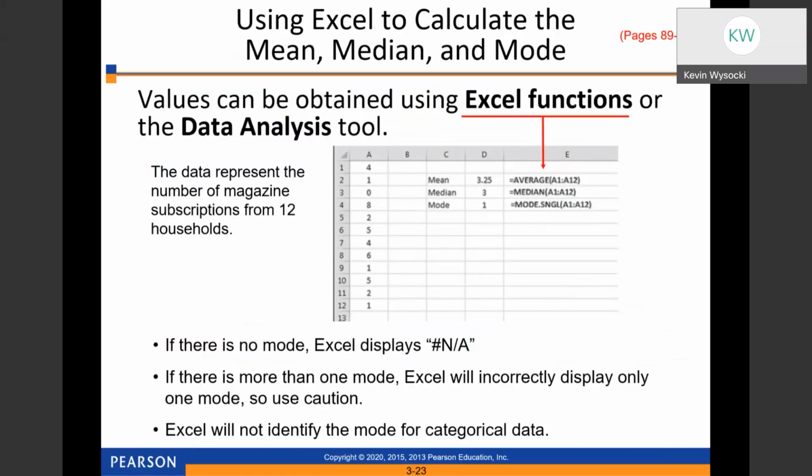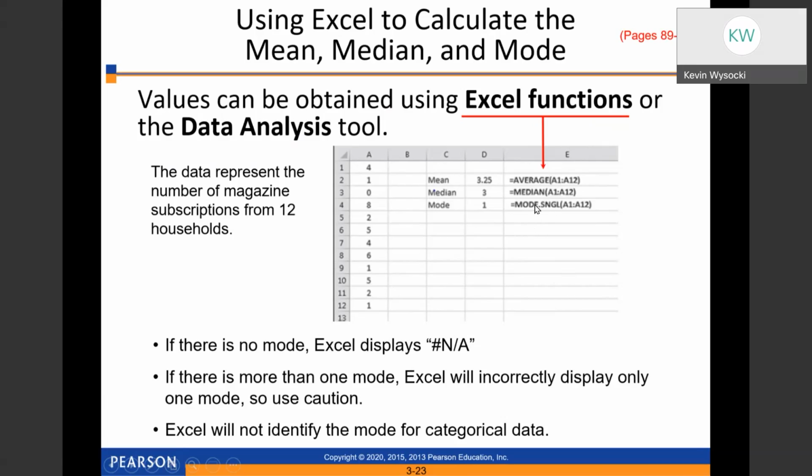This brings us to the Excel functions that you can use to find the mean, the median, and the mode. As well, there's a data analysis tool pack. You can use what's called the descriptive statistics, and it'll calculate all 3 values at once for you. So on the right side of the screen, in the Excel spreadsheet, they show you the 3 formulas that you can use to calculate each.